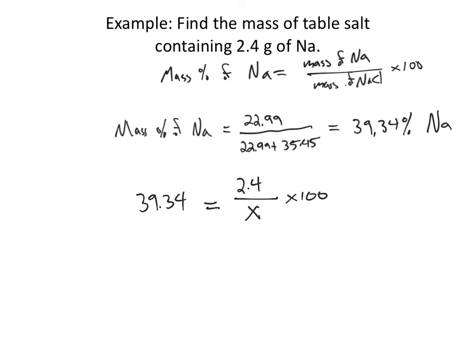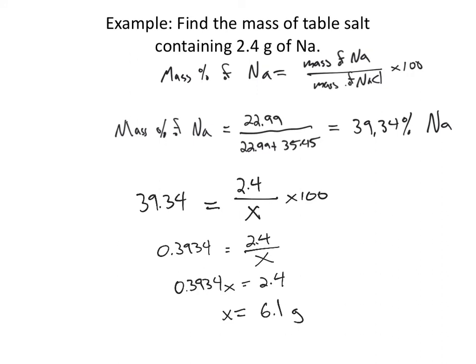Right, so now I just have to solve for X. So I'll divide both sides by 100. So the 100 cancels out on the right. On the left, I'm left with 0.3934. All right, I want to get that X out of the denominator, so I'll multiply both sides by X. Then divide both sides by 0.3934. So when I do that, I get to two significant figures, 6.1 grams of NaCl.